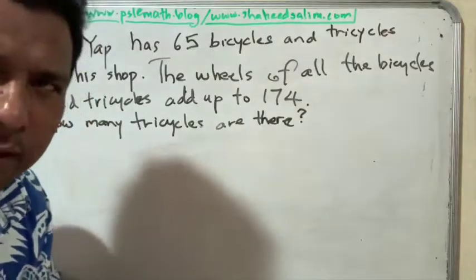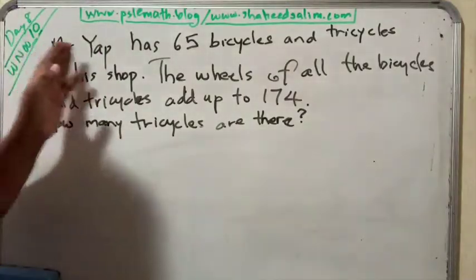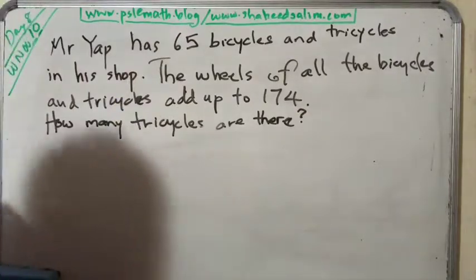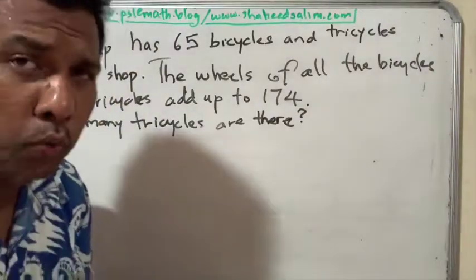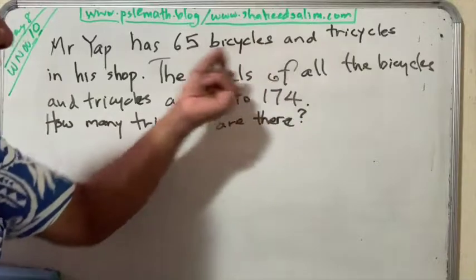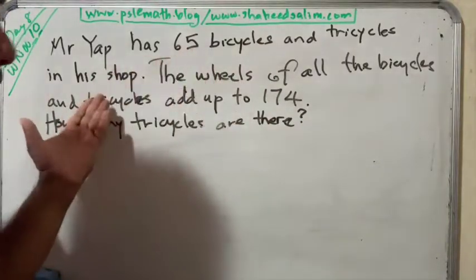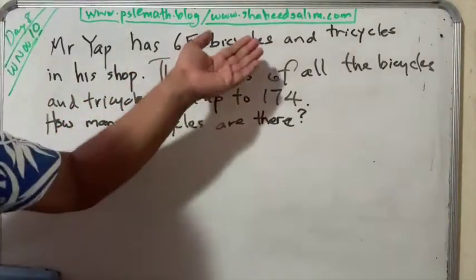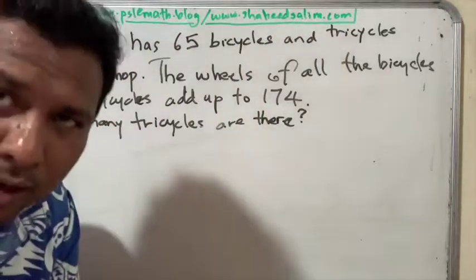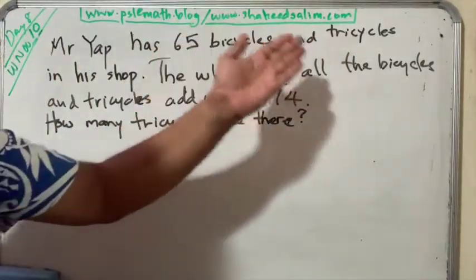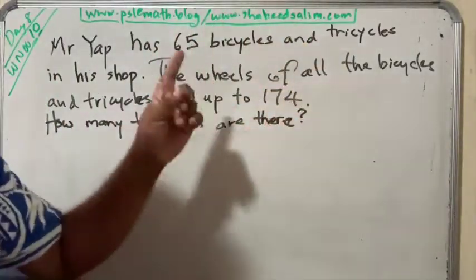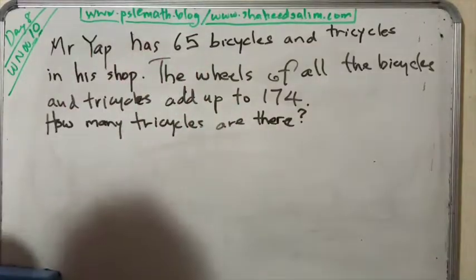Alright, question 10. Let's read the question as always. Mr. Yap has 65 bicycles and tricycles in his shop. We do not know how many bicycles he has in his shop exactly, nor do we know how many tricycles there are. But when you combine the number of bicycles and tricycles, you have 65 such machines.